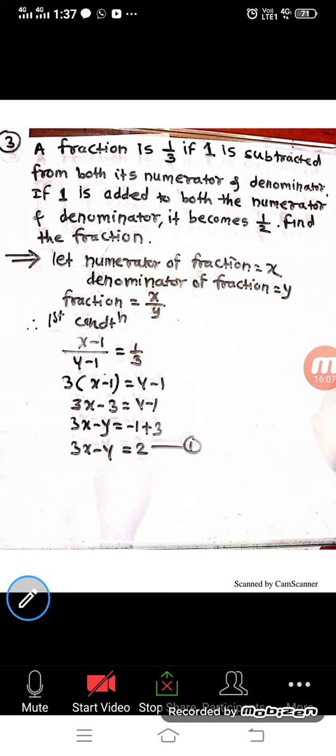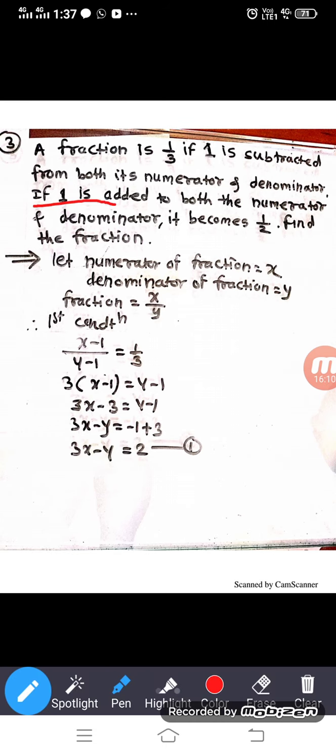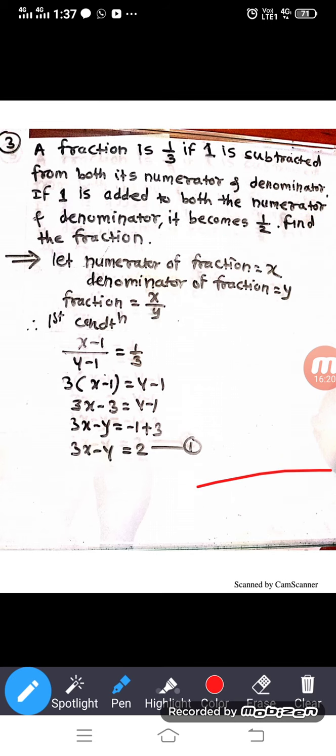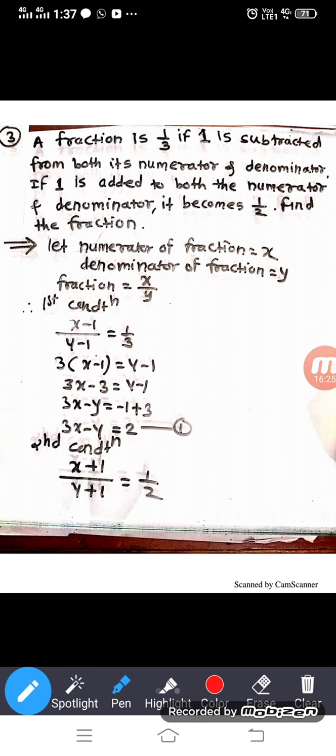Then from second condition, if 1 is added to both numerator and denominator, it becomes 1 by 2. Second condition is 1 is added to both numerator and denominator. Therefore, 1 added to numerator, x plus 1. 1 added to denominator, y plus 1. Their fraction becomes 1 by 2. Then we get x plus 1 upon y plus 1 is equal to 1 by 2.